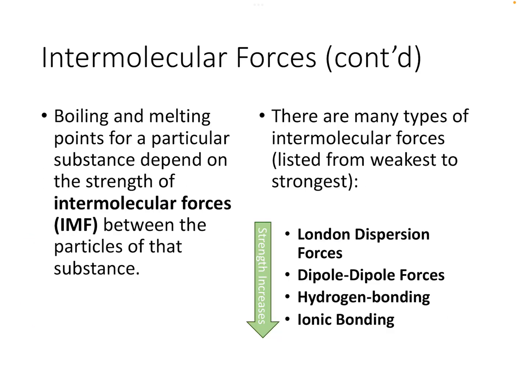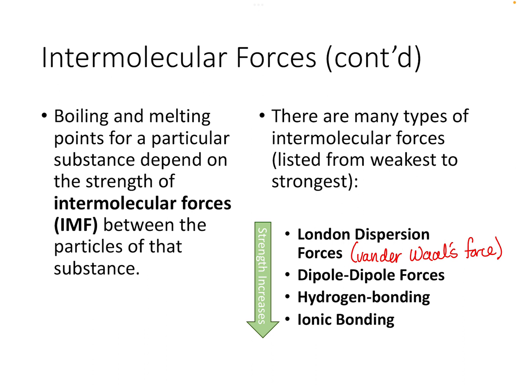All right, so again, boiling and melting points for a particular substance depend on the strength of those intermolecular forces that exist between the particles of that substance. So there are a few different intermolecular forces that we're going to go through and talk about. The first one is called a London dispersion force. Sometimes this is referred to as a van der Waals force. It just depends on who you're talking to, basically, but we'll refer to this force as a dispersion force.